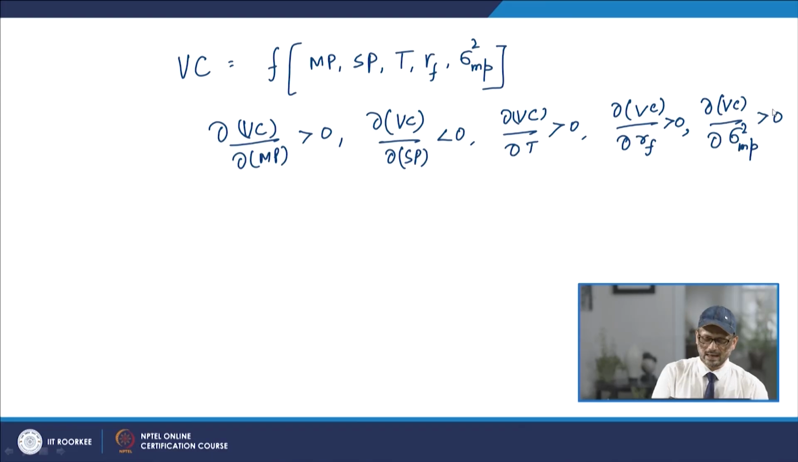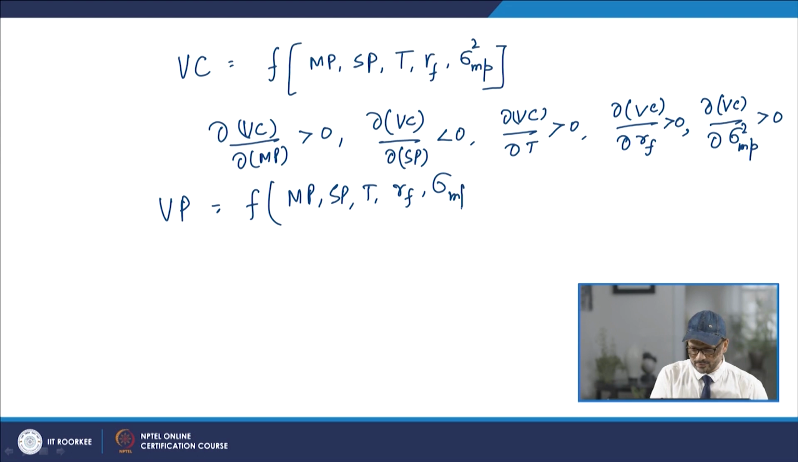Then if you go for the put option, the put option also depends upon all these factors. Again we can write that the value of the put will be a function of MP, SP, T, RF, and sigma MP square.